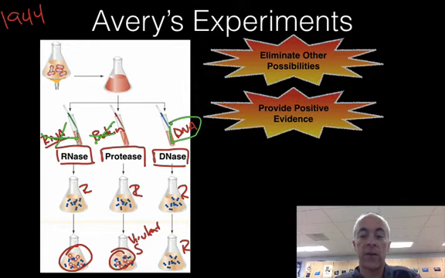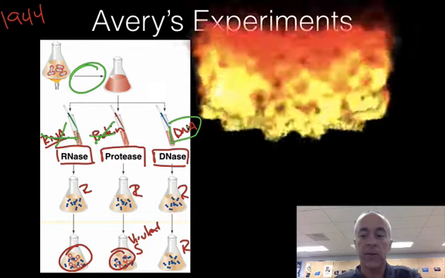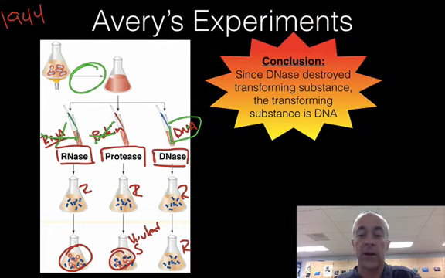And this experiment also did a good job of providing positive evidence of that. And that happened up here where we strained out that liquid. So all that other cellular debris was eliminated, and really all that was left in this flask was some fluid with DNA in it. And so his final conclusion was that since DNA destroyed the transforming substance, that transforming substance must be DNA.